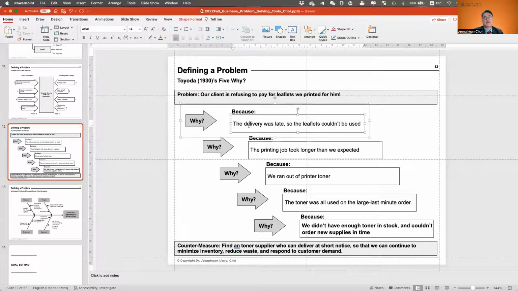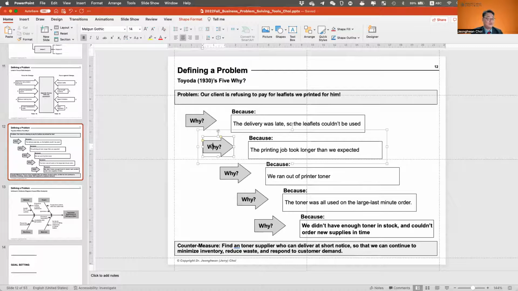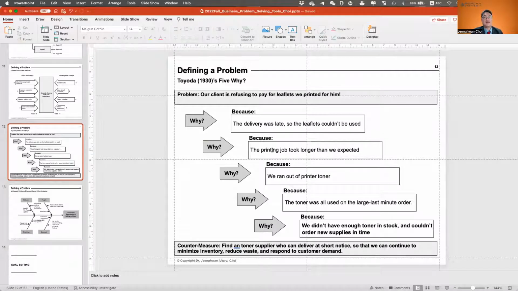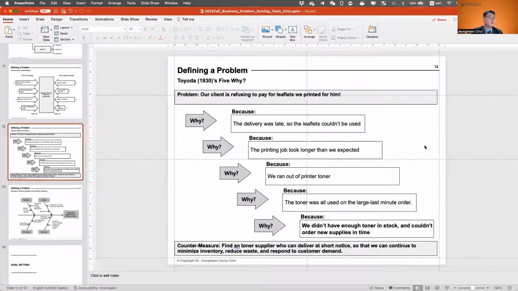Why? Because the delivery was so late, so the leaflets couldn't be used. And then my customers could not use my leaflet, so they were totally angry and unhappy. So they do not pay. And why was the delivery late? The printing job took longer than we expected. It takes more than 1 day. We expected just 2 hours, but it takes 1 day, 24 hours.